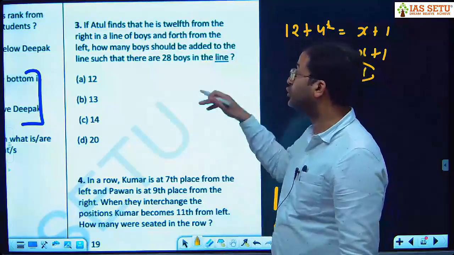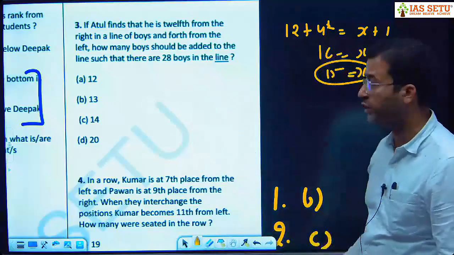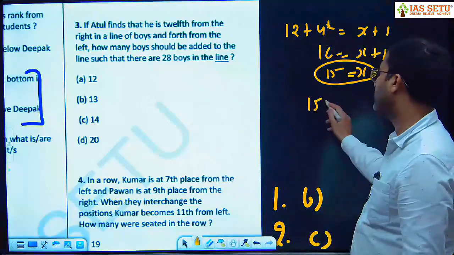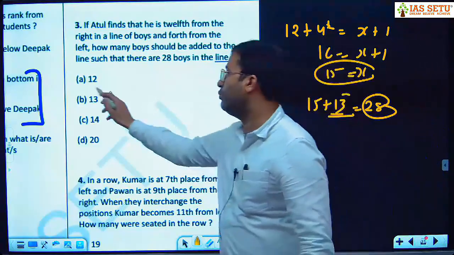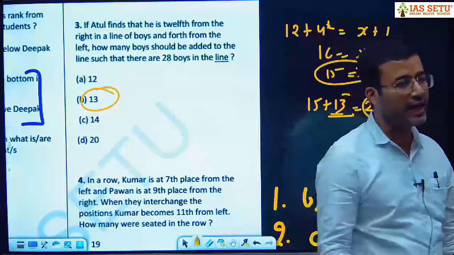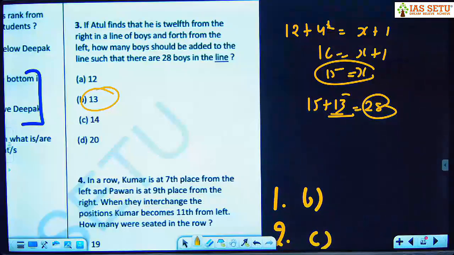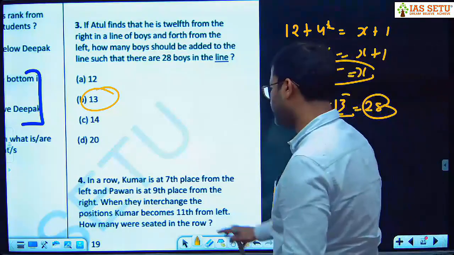How many boys should be added so that there will be 28? So we have to add 13 more boys so that there will be 28. So how many boys should be added? 13 extra boys should be added to the line. Next, question number 4. Yes, this is a new type.